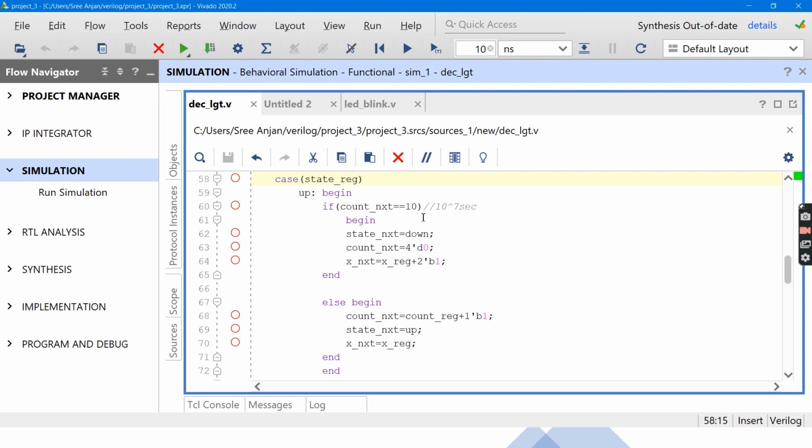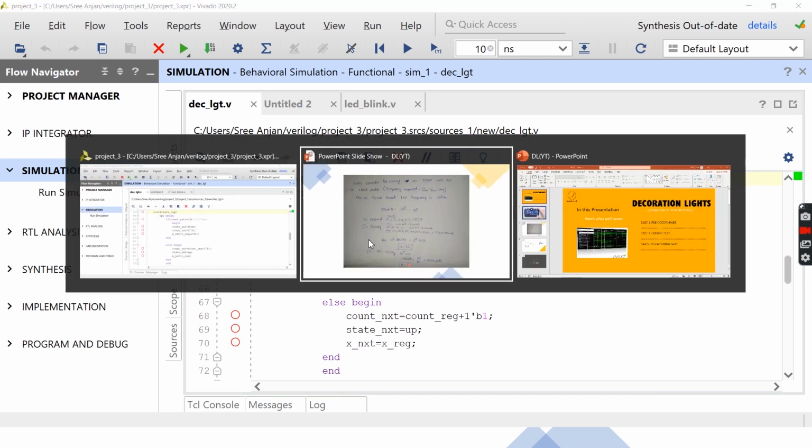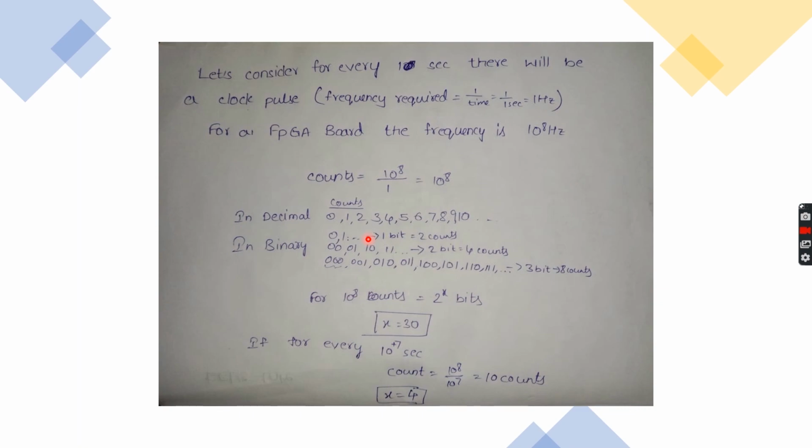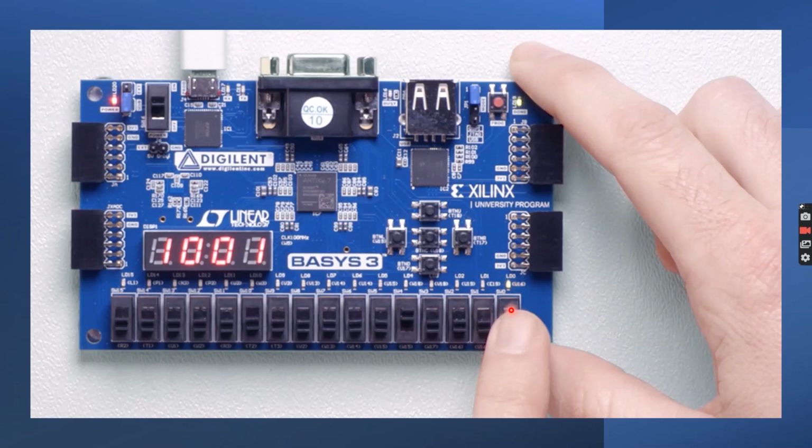If count next equals 10, the state will jump to down, and count next will be set to 0 to reset it. Next, the LED which is taken is going to be incremented. Like, after 10 seconds it glows and turns off, I will be showing it here.